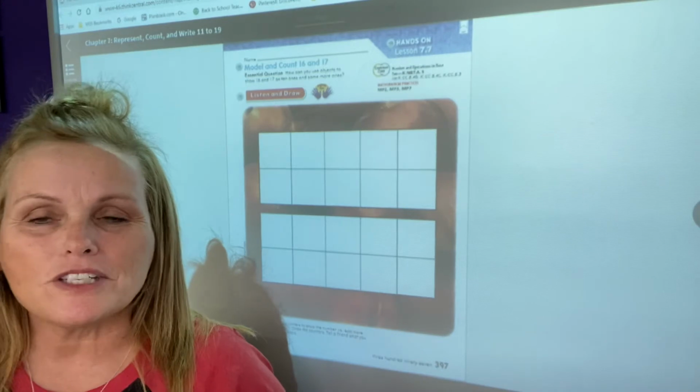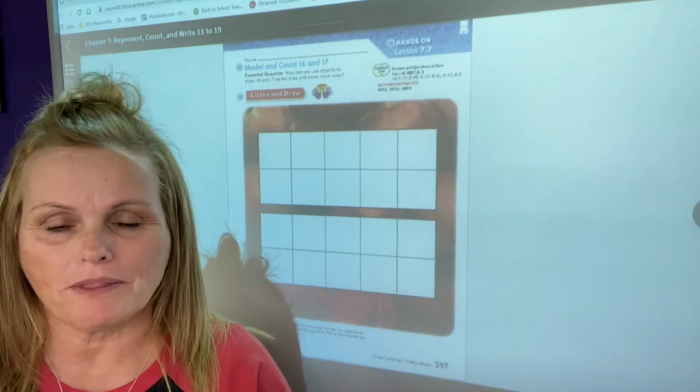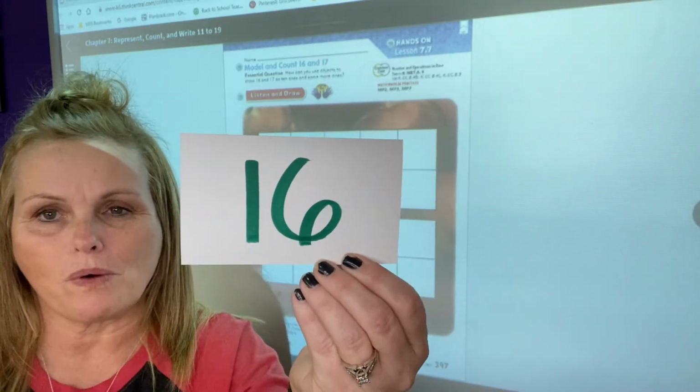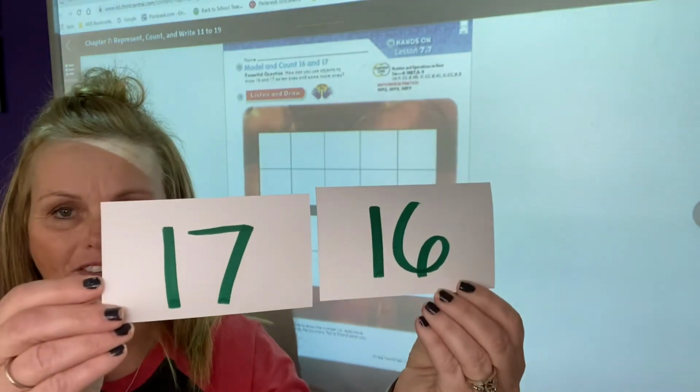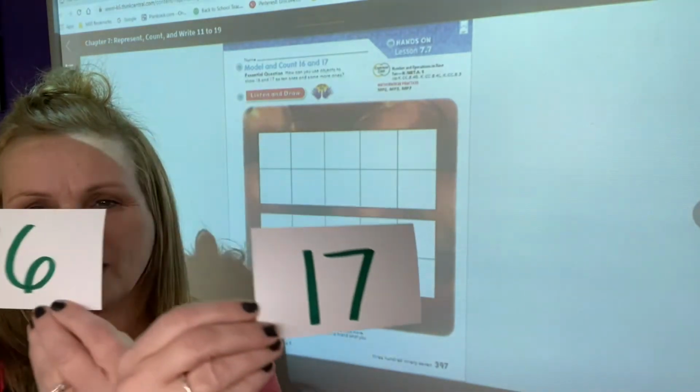We're going to continue going back and decomposing numbers again. And today we're going to talk about these two numbers. We're going to talk about a 1 and a 6 and a 1 and a 7. Do you know what those numbers are? Which one would come first if we're counting?